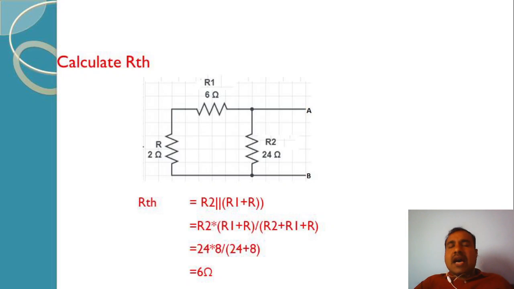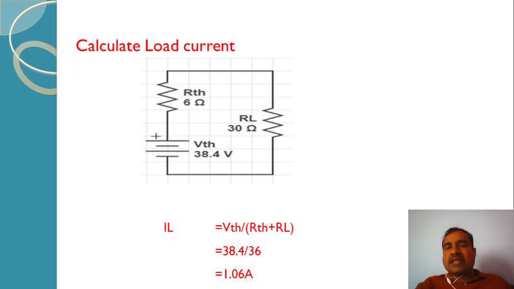Now with this RTH and VTH, we need to draw the Thevenin's equivalent circuit. So we keep VTH and RTH in series and connect back the load resistance that we removed in the first step. So this is the circuit to find the load current, the current that is flowing through the load resistance. It is very simple since everything is in series combination.